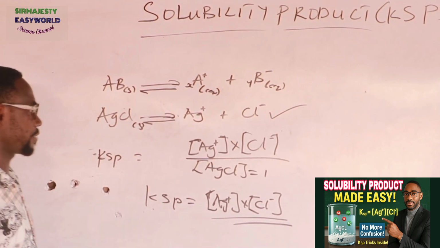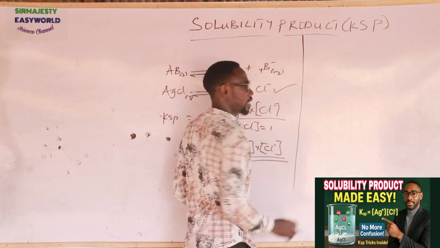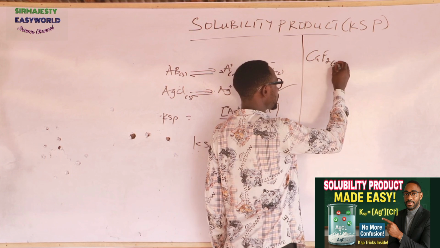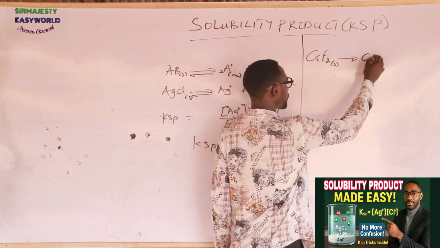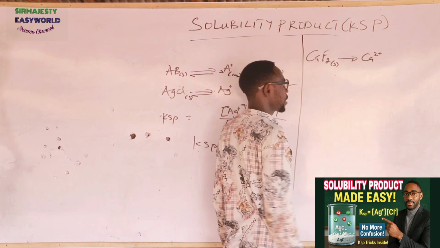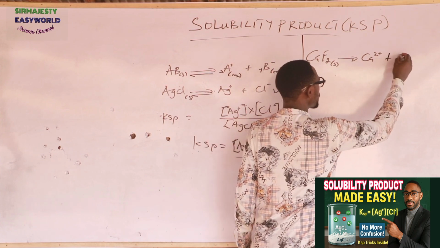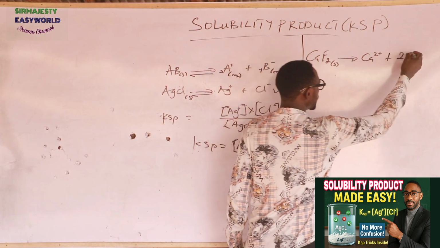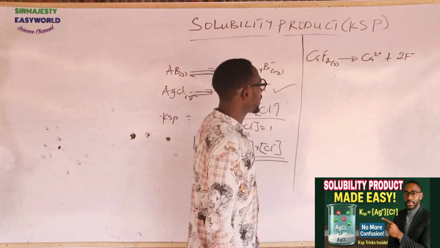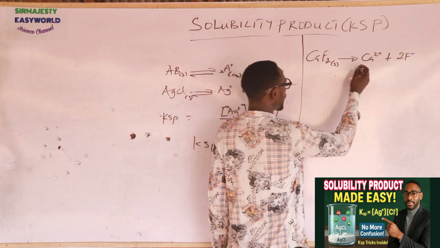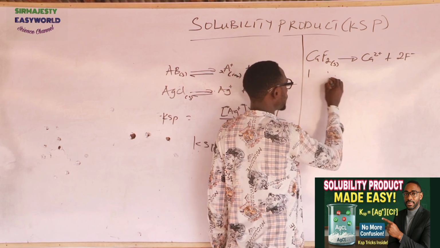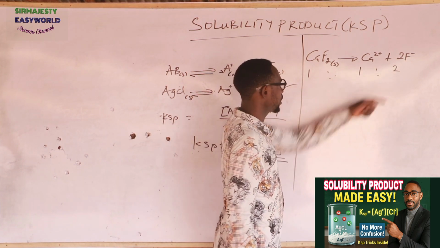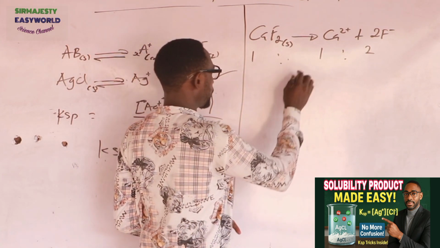Bringing it to real life, another equation that we can have is calcium fluoride. This is solid. If you dissolve it in water, it will give you calcium ion, that's Ca2+, and 2F minus. In this case, you find out that the coefficient here varies. It becomes 1:1:2.